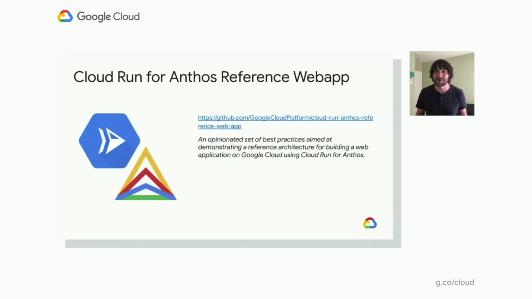The Cloud Run for Anthos reference web application. You can see the link. It's hosted up there on GitHub today. And it's an opinionated set of best practices aimed at demonstrating a reference architecture for building an enterprise-grade web application on GCP using Cloud Run for Anthos.